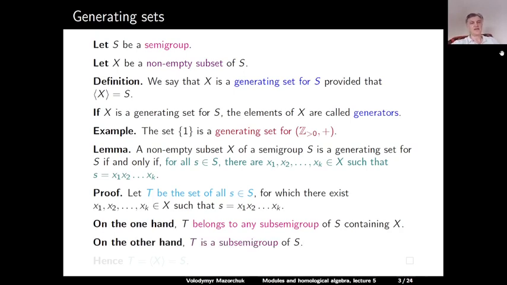On the other hand, T is a subsemigroup of S. If we have some element which is a product of elements in X, and some other element which is a product of elements in X, we can multiply them and the product will again be a product of elements in X. Therefore, T coincides with the smallest subsemigroup of S generated by X and hence is equal to S, because X is a generating set.